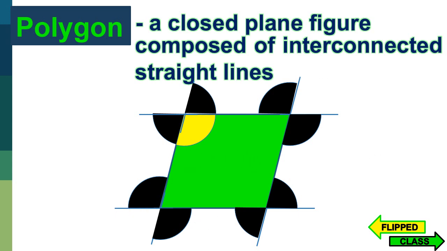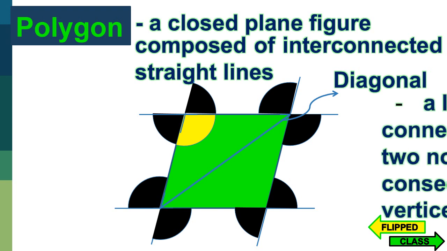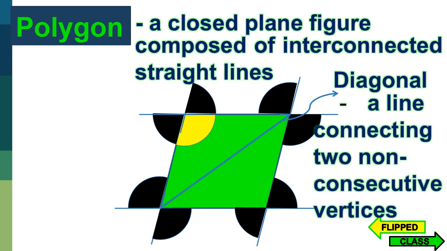Another part of a polygon is a line such as this, which is called a diagonal, and defined as a line connecting two non-consecutive vertices. So we connect two vertices that are non-consecutive and we form a diagonal line.